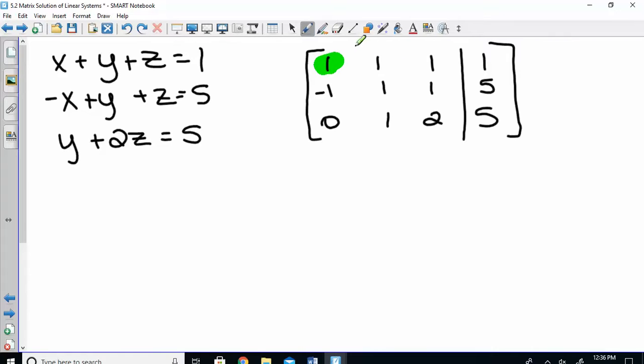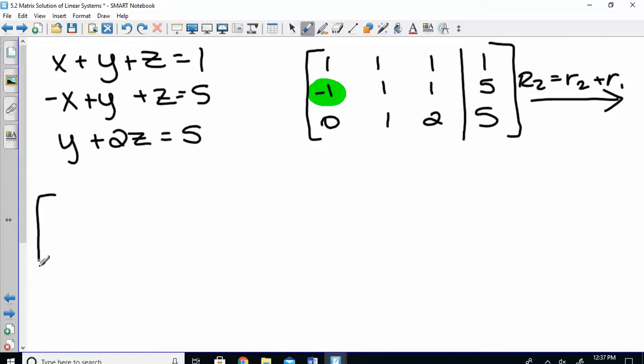So we need a 1 in row 1, column 1, but it's already there. So we can go ahead and go to the next step, which is zeros everywhere else in the column. Now the bottom one's already a 0, so I don't even have to worry about it. The only thing we really have to change is this one right here. So row 2 would equal row 2 plus row 1. So rows 1 and 3 are not changing right now.